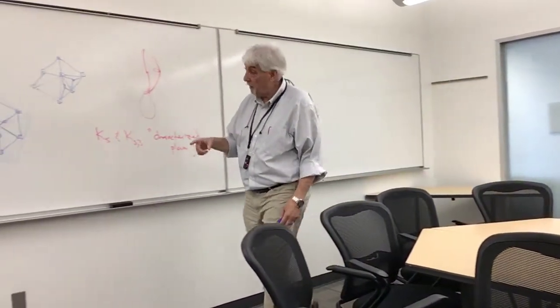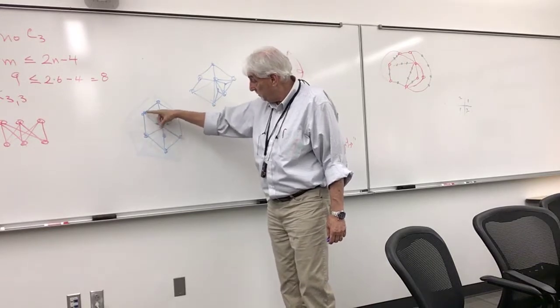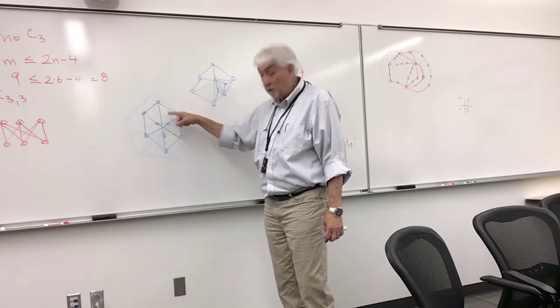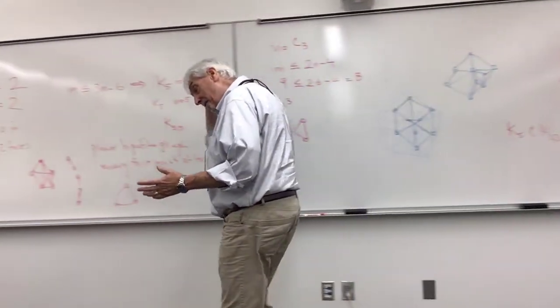How big is this cycle here? Oh, it's the odd cycle. So this is not bipartite. Okay, so it can't form a K5.